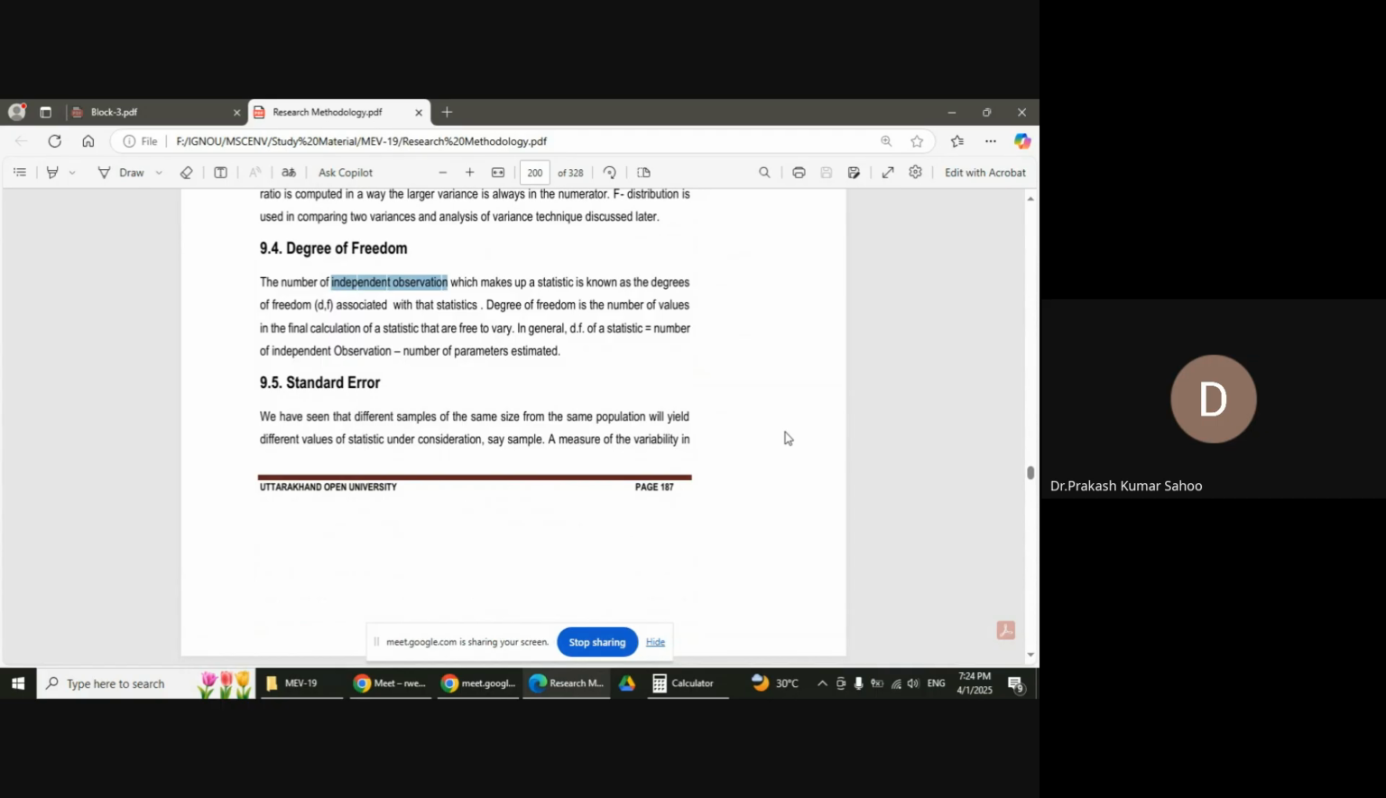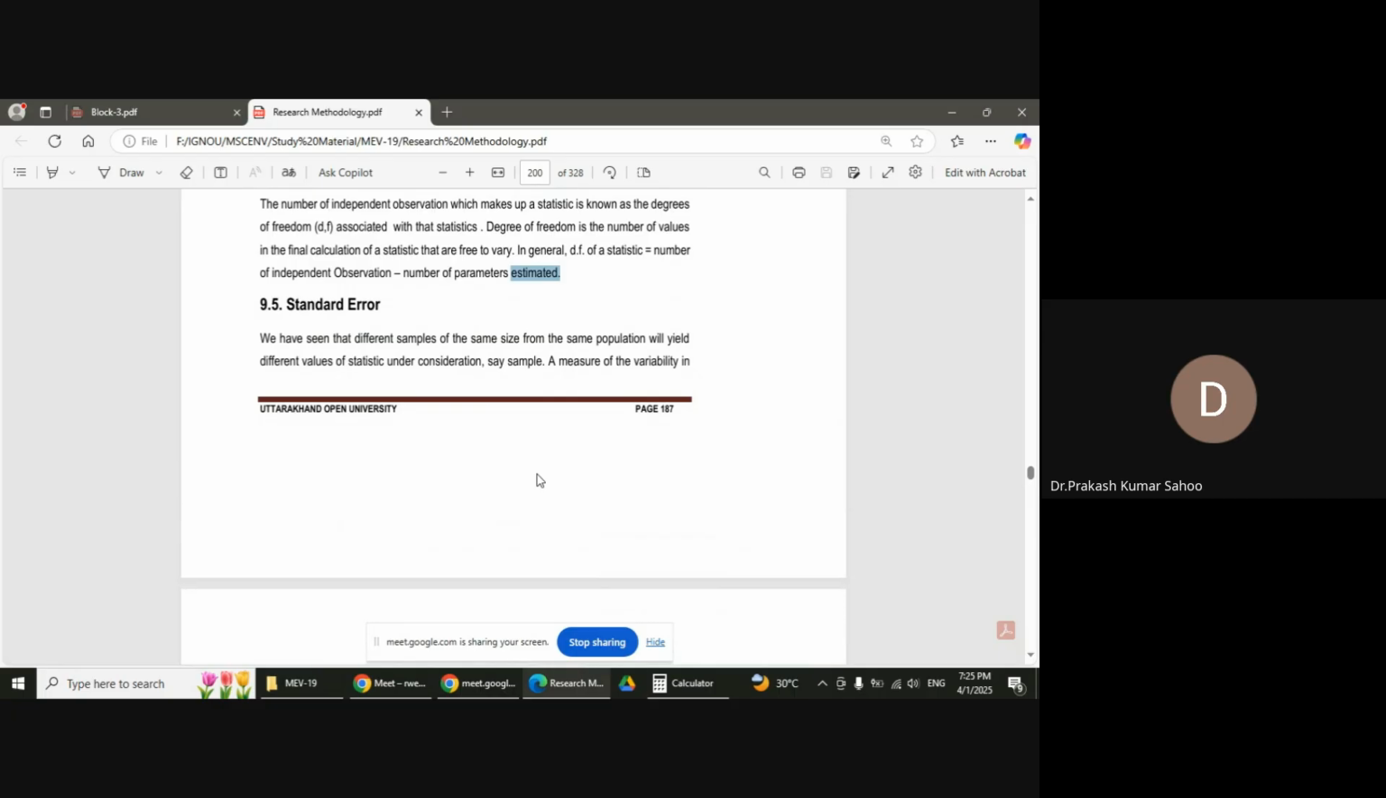So degree of freedom is the number of values in the final calculation of a statistic that are free to vary. That means these are having freedom. In general, the degree of freedom of a statistic is the number of independent observations minus the number of parameters under estimation, that is n minus 1.